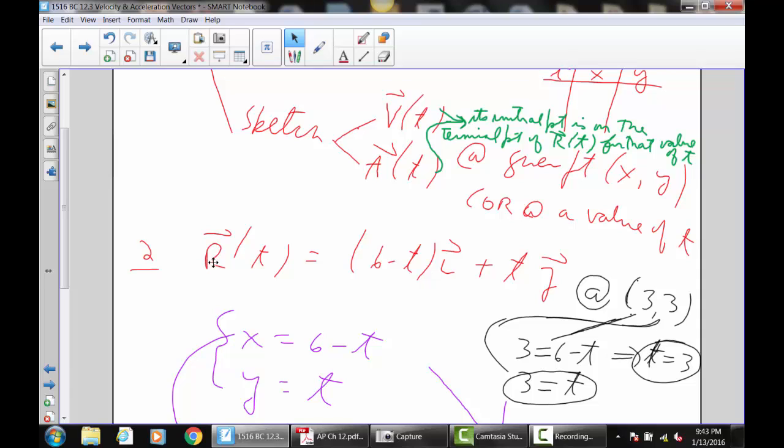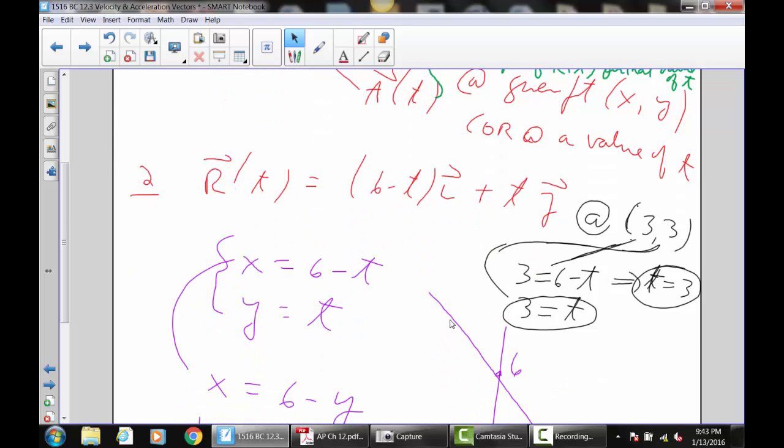Okay, so here's number 2: r of t equals 6 minus t i plus t j at the point 3, 3. Now you have to understand that this is an xy point. So since your x is equal to 6 minus t, if your x is 3, 3 equals 6 minus t, that means t equals 3 at that particular moment. If you plug it into y, then t is equal to 3 as well, which should make sense. It should be the same value of t.